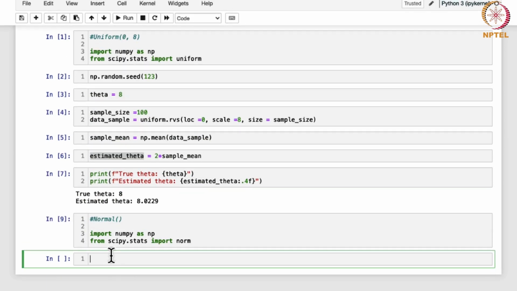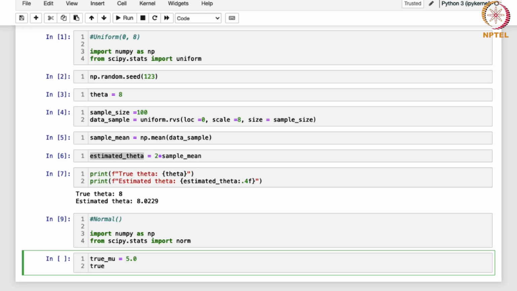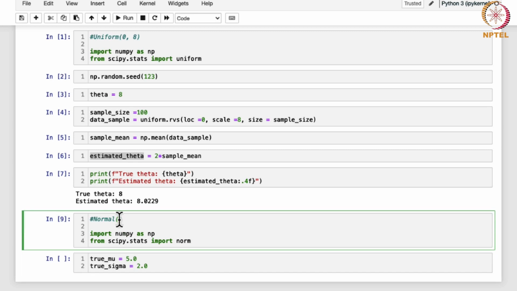So let us set the true parameters. In normal distribution we have two parameters, mu and sigma square. So let us consider true mu, suppose it is 5.0, and we can take your true sigma. So if true sigma suppose is 2, it means sigma square is 4. So we are basically drawing a random sample from a normal distribution with mean 5 and variance 4.